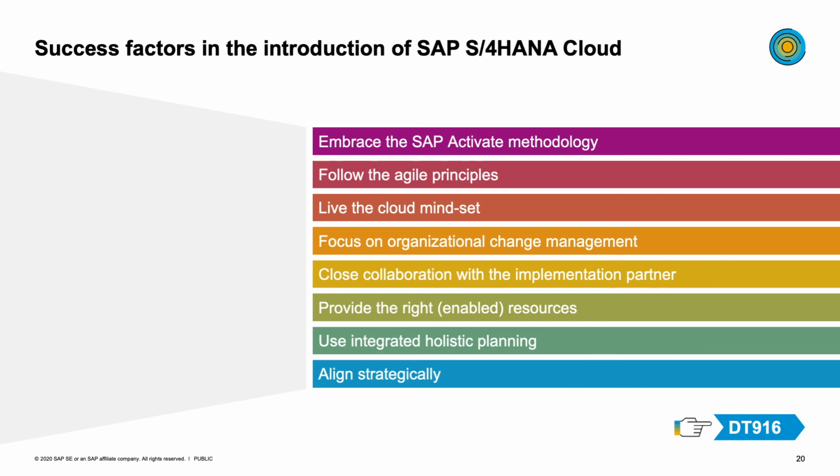Using integrated holistic planning, and that really goes back to communicating with SAP, communicating with your partner, and letting SAP know when you're planning key events in your project, like go live. Knowing that we can support you much better from the SAP side with our experts that are supporting you through those activities in your critical go live activities. And that also brings in the strategic alignment.